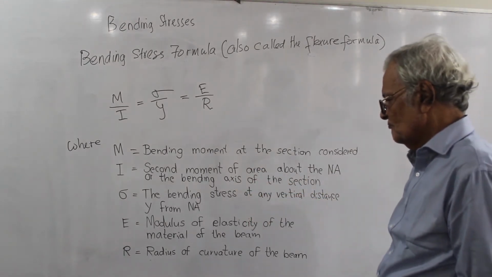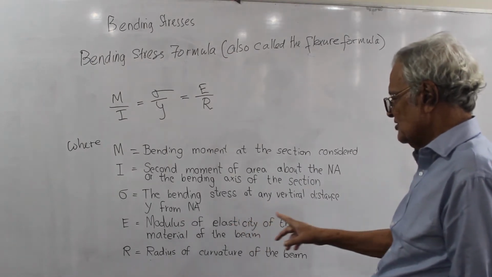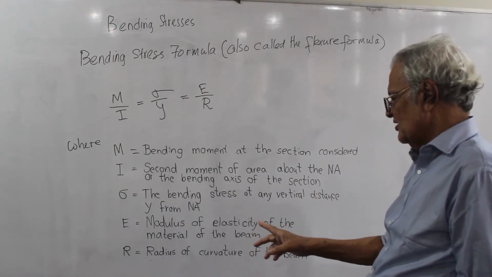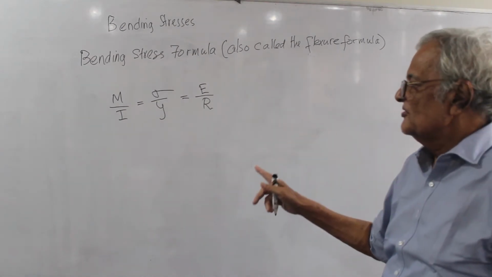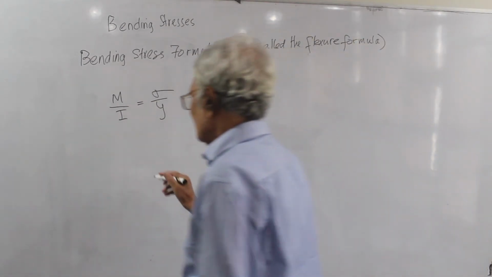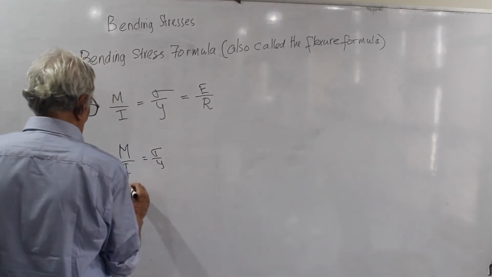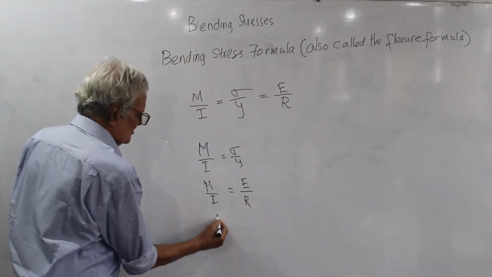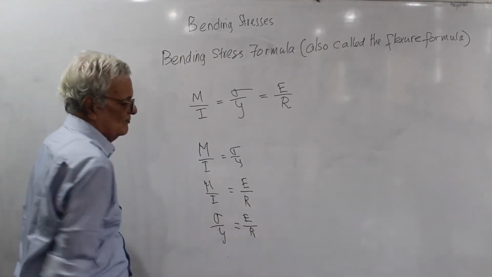E equals modulus of elasticity of the material of the beam. R equals radius of curvature of the beam. This formula gives us three equations: M over I equals sigma over y, M over I equals E over R, and sigma over y equals E over R.